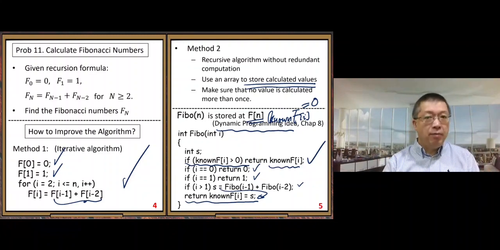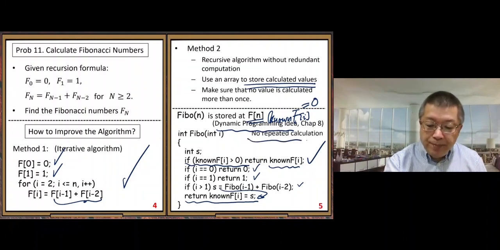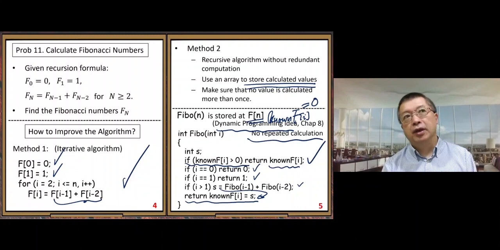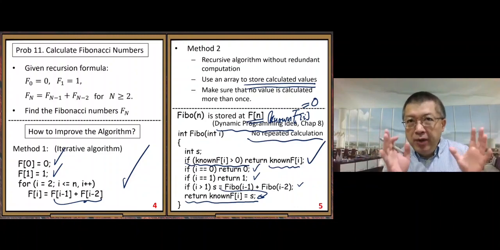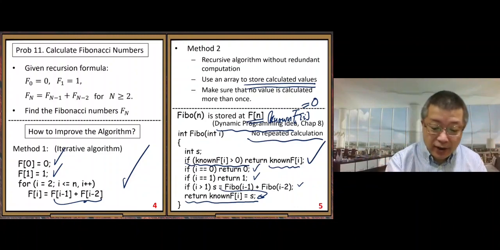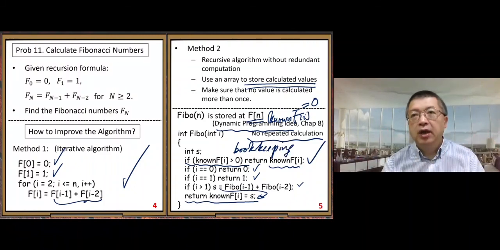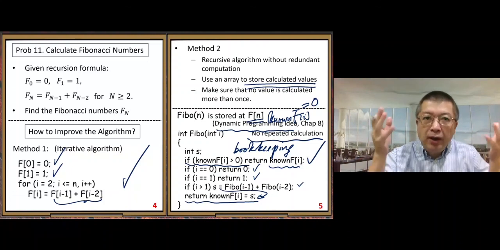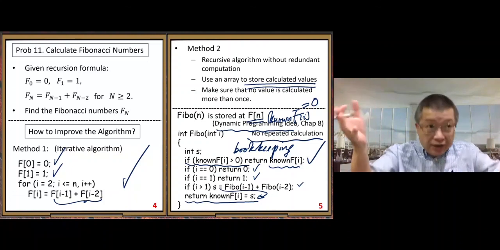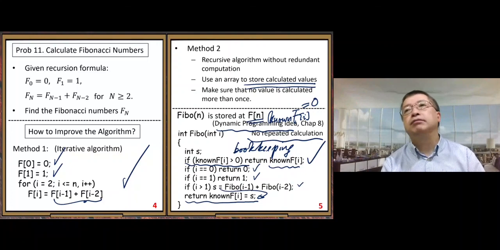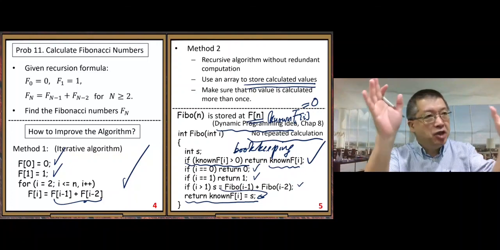What's the meaning of dynamic programming? The idea is very simple. No repeated calculation. Do some bookkeeping work. What we actually do is bookkeeping. Do some careful bookkeeping work to avoid repeated calculation. That's the essence of dynamic programming. Okay. All right. So let me stop here.